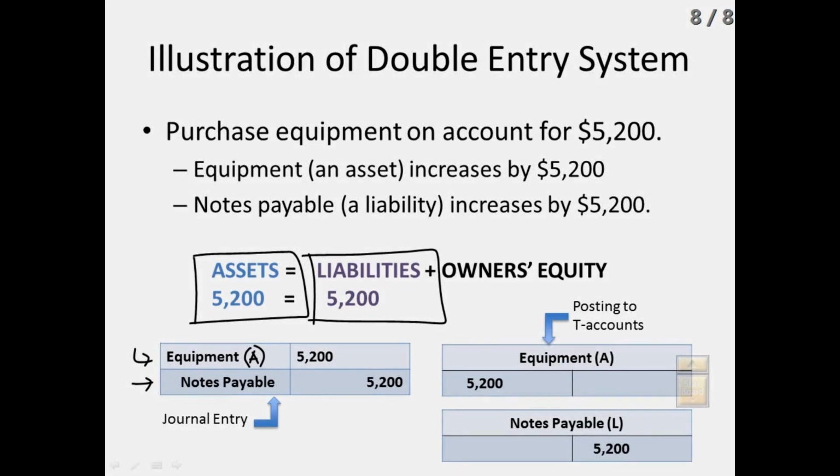Why am I buying an asset? Well, I'm hoping that, together with my employees all working, it is going to result in future revenue. I'm hoping I have enough money to pay this obligation when it comes due. But for now, I just record an increase in an asset and at the same time an increase in the liability, and my accounting equation holds.